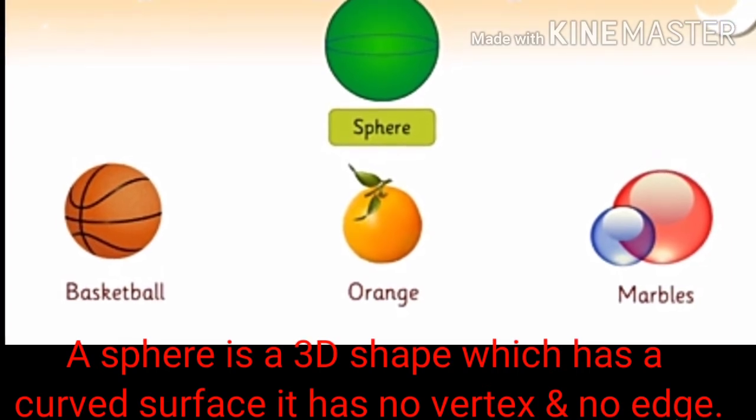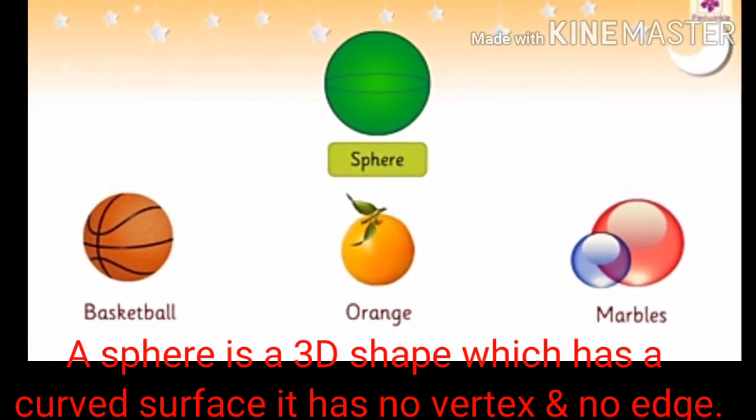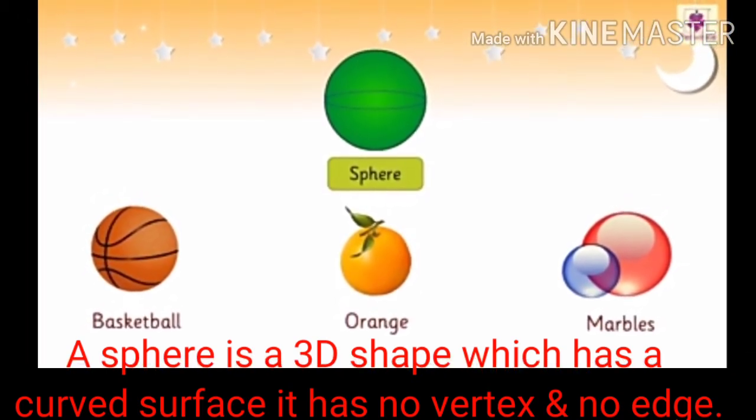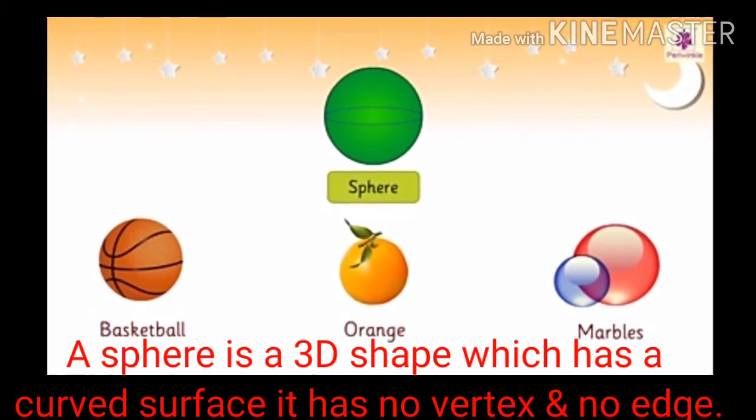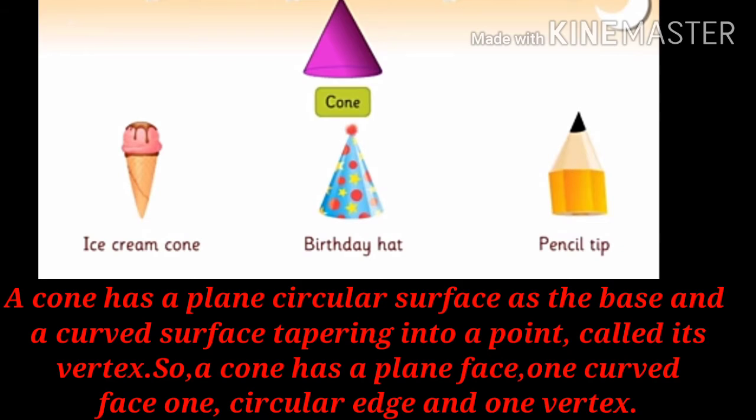Now the next shape which we will learn is a sphere. A sphere is a 3D shape which has a curved surface and it has no vertex and no edge. Basketball, orange, marbles are some examples of a sphere. Next is cone. A cone has a plain circular surface as the base and a curved surface tapering into a point called its vertex. So, a cone has 1 plain face, 1 curved face, 1 circular edge and 1 vertex. Ice cream cone, birthday hat, pencil tip are some examples of a cone, right?